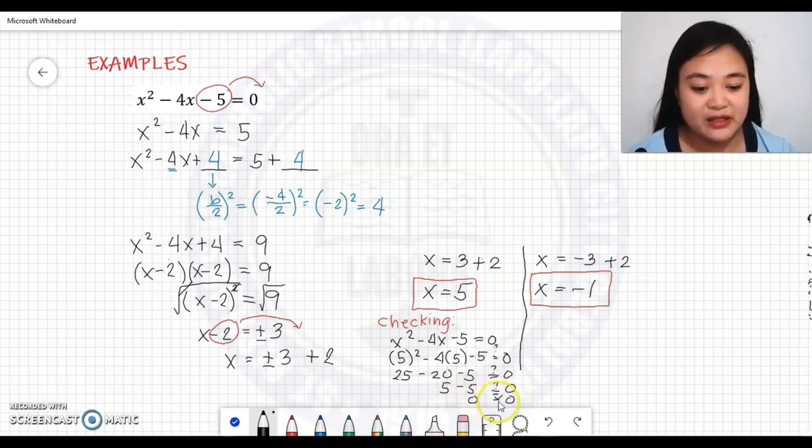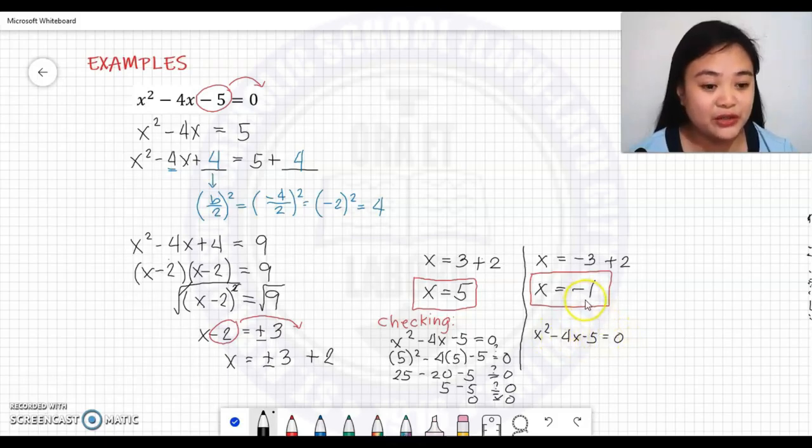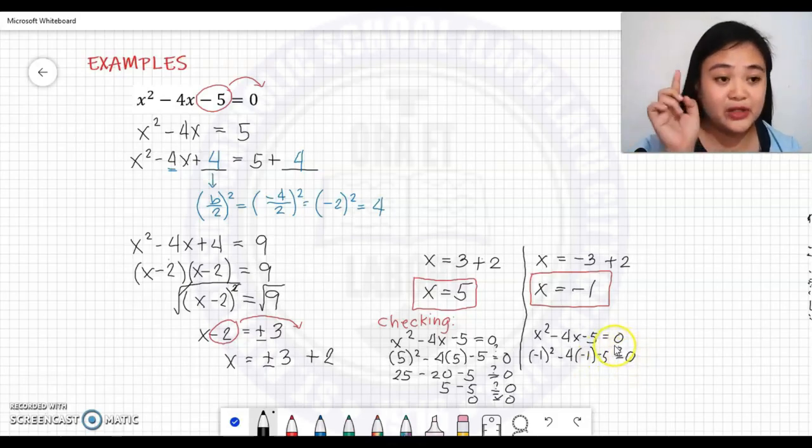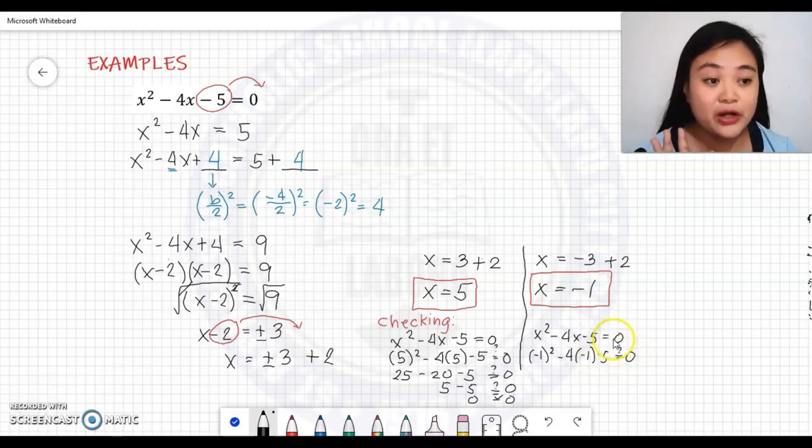Check. And that is how we check the first answer. Okay, now let's move on to the second. So, we will use, again, the original given, x squared minus 4x minus 5 equals 0. We're going to substitute negative 1 for x, so it will become negative 1 squared minus 4 times negative 1 minus 5. Is it equal to 0? So, a question mark above the equal sign because we don't know if they are equal.